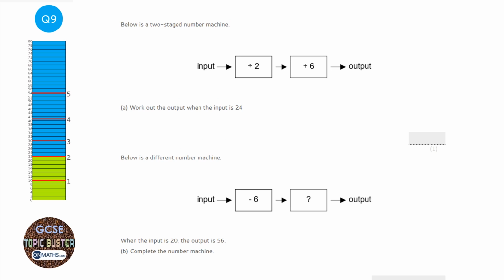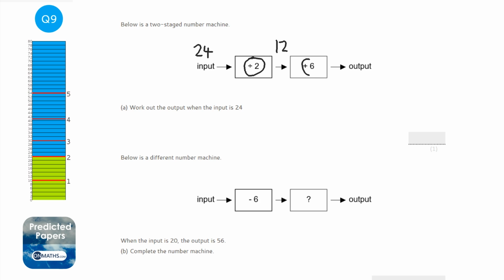So we're given function machines for this question, and it says, what is the output when the input's 24? So the input's 24, and the first thing that's going to happen to it is it's going to divide by 2, so we're going to halve it. So that's going to make it 12. Then it says we're going to add 6. So when we add 6 to 12, we get 18. So the output is 18.